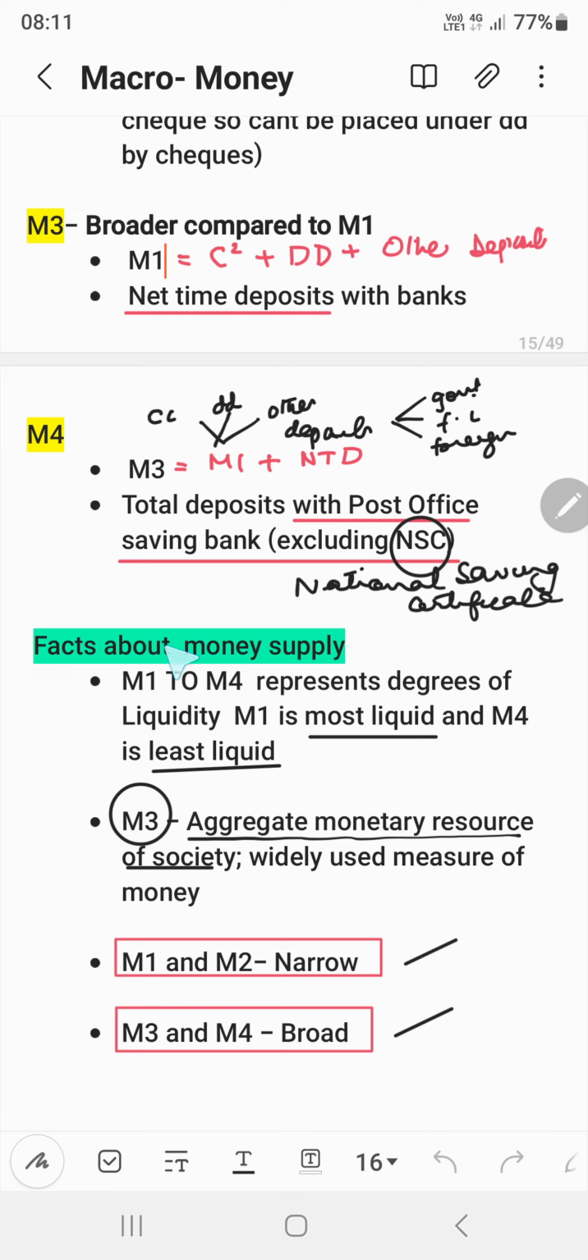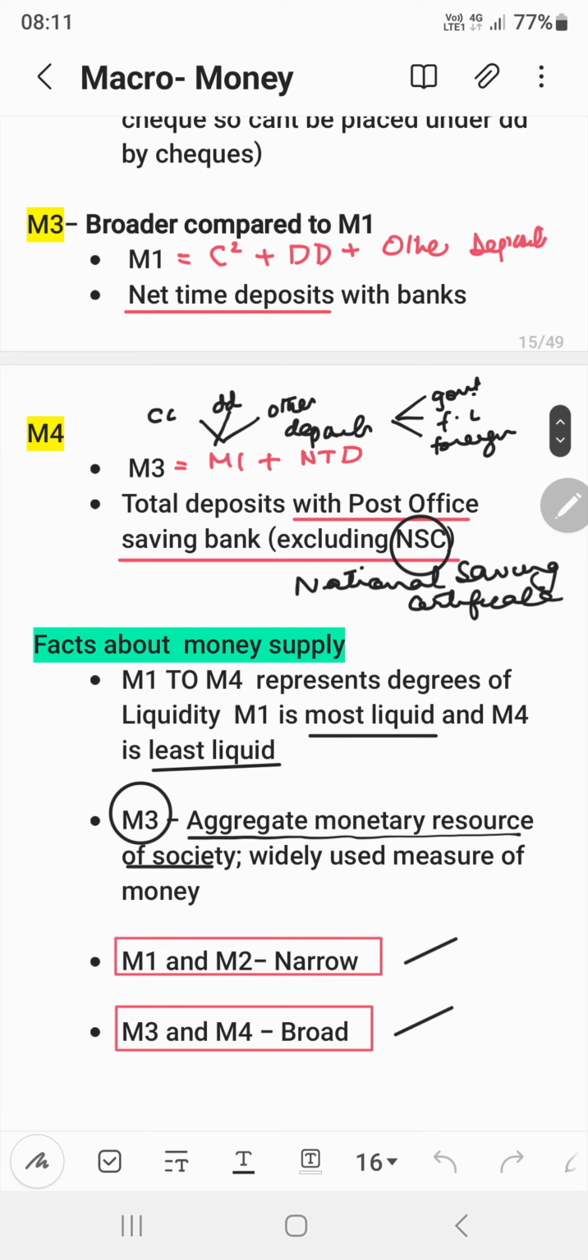So some facts after studying the measures of money supply in form of M1, M2, M3, M4 lead us to this conclusion that as we move from M1 to M4, we are moving from most liquid to least liquid. So M1 represents the most liquid measure of money supply and M4 represents the least liquid measure of money supply. And if we want to explain about M3, M3 is nothing but the total monetary resource of the society, which is a widely used measure of money.